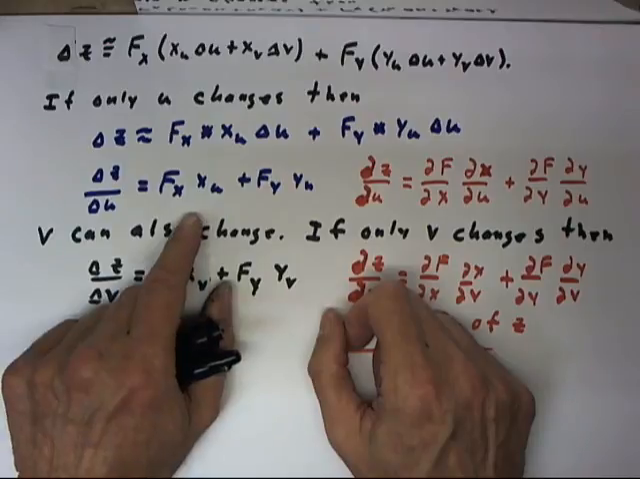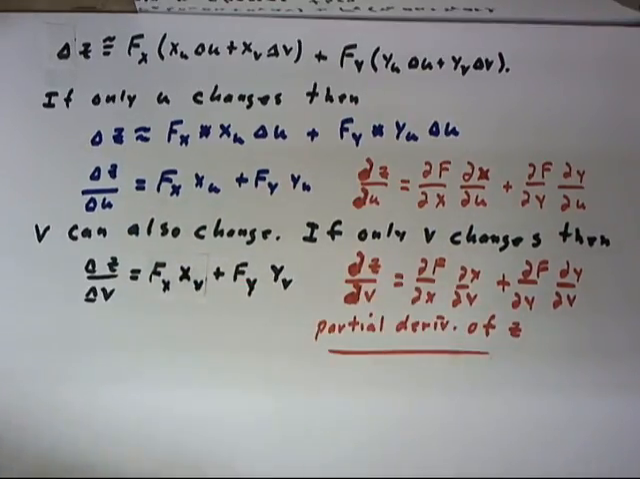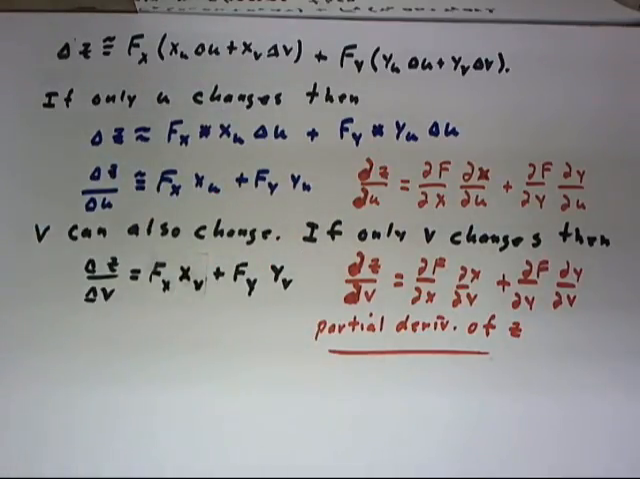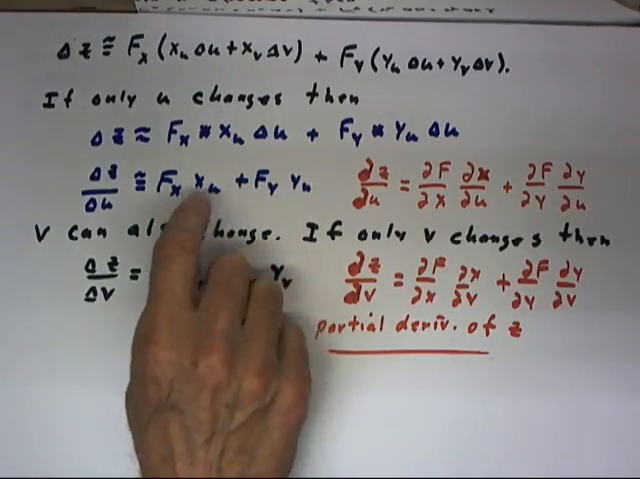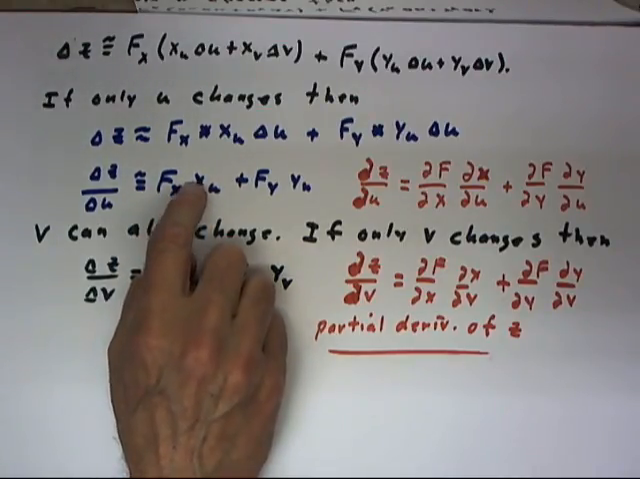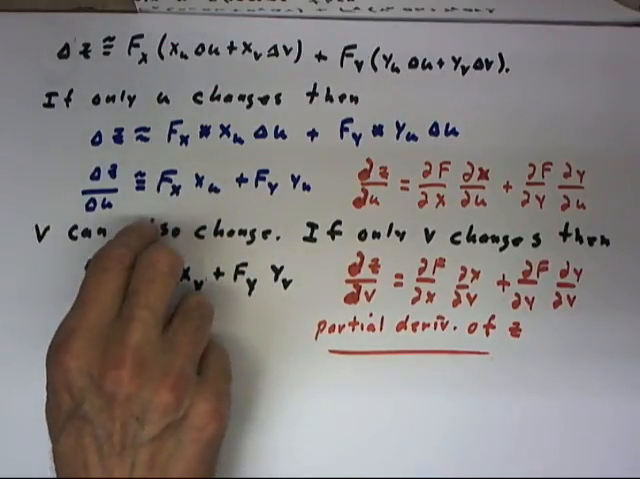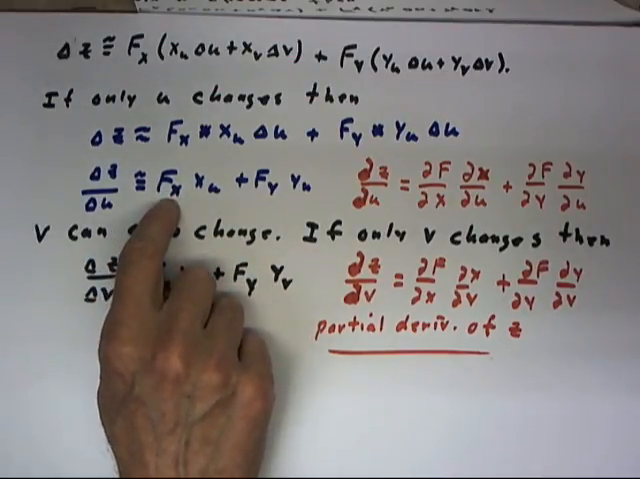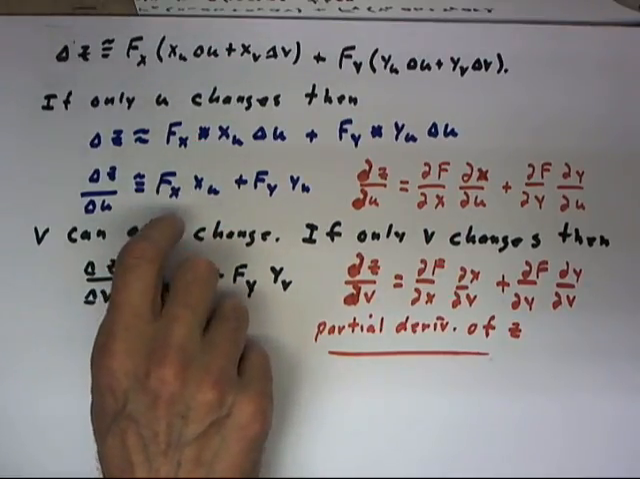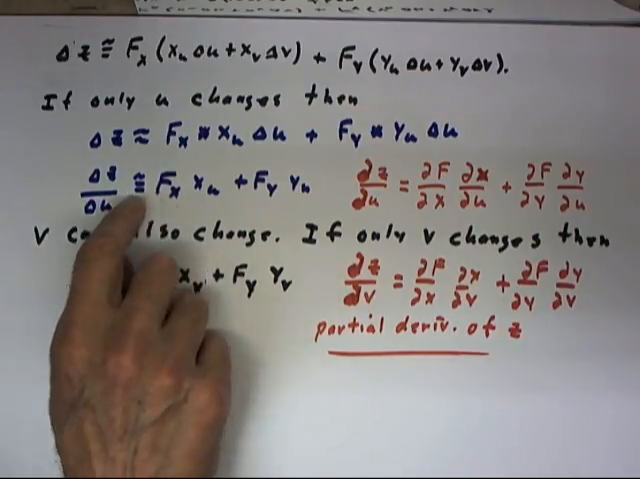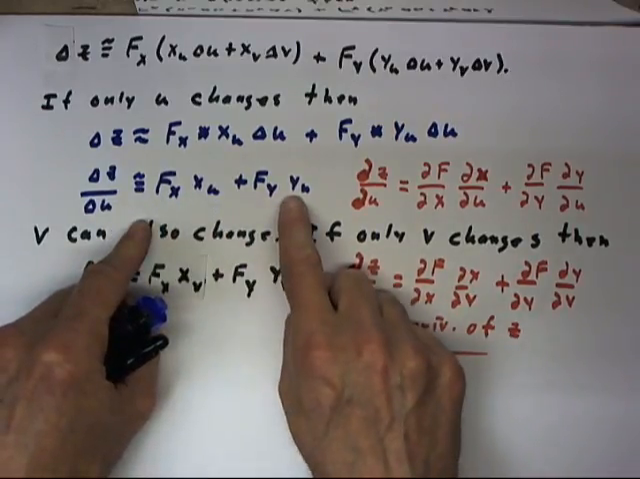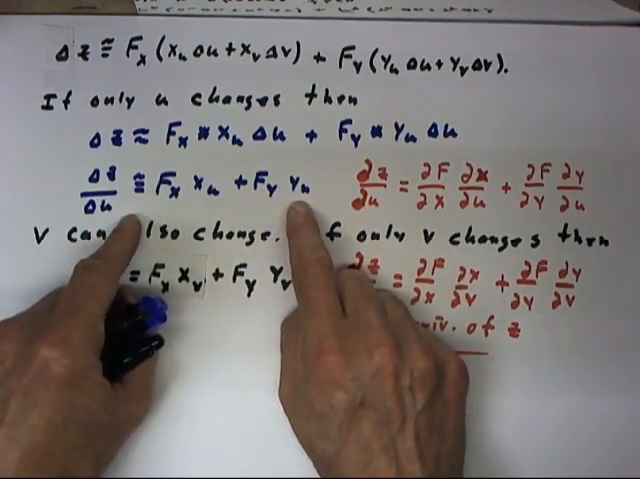When we divide through by the delta u, we see that z changes with respect to x at an approximate rate that's equal to fx times xu. How quickly does f change with respect to x, and then how quickly does x change with respect to u? The rate of change of f with respect to x multiplied by the rate of change of x with respect to u gives us a contribution to the change in z with respect to u. Okay, whether we understand that completely or not, it's well worth thinking about.